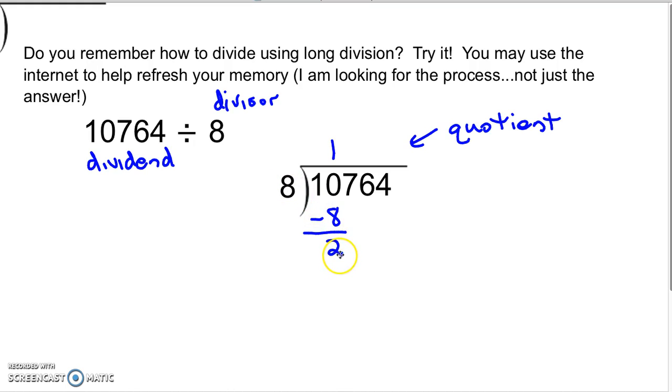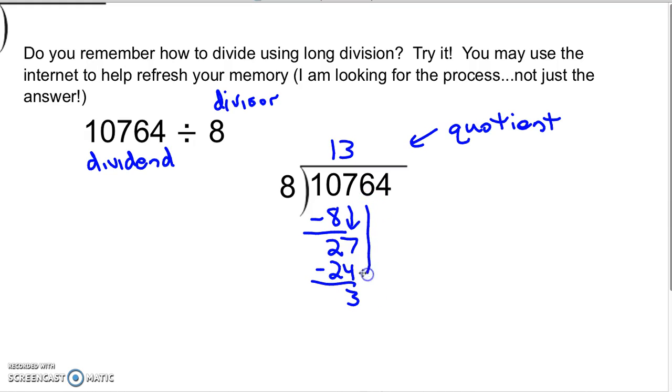Well, 8 doesn't go into 2. You can't go the other way around. So we bring down the next number, and that's a 7. 8 does go into 27. How many times does it go in evenly? 8 times 3 is 24, so we put that answer over that next digit, which is the 7. And since 8 times 3 is 24, we'll write that down here so that we can subtract and find out how many we have left over.